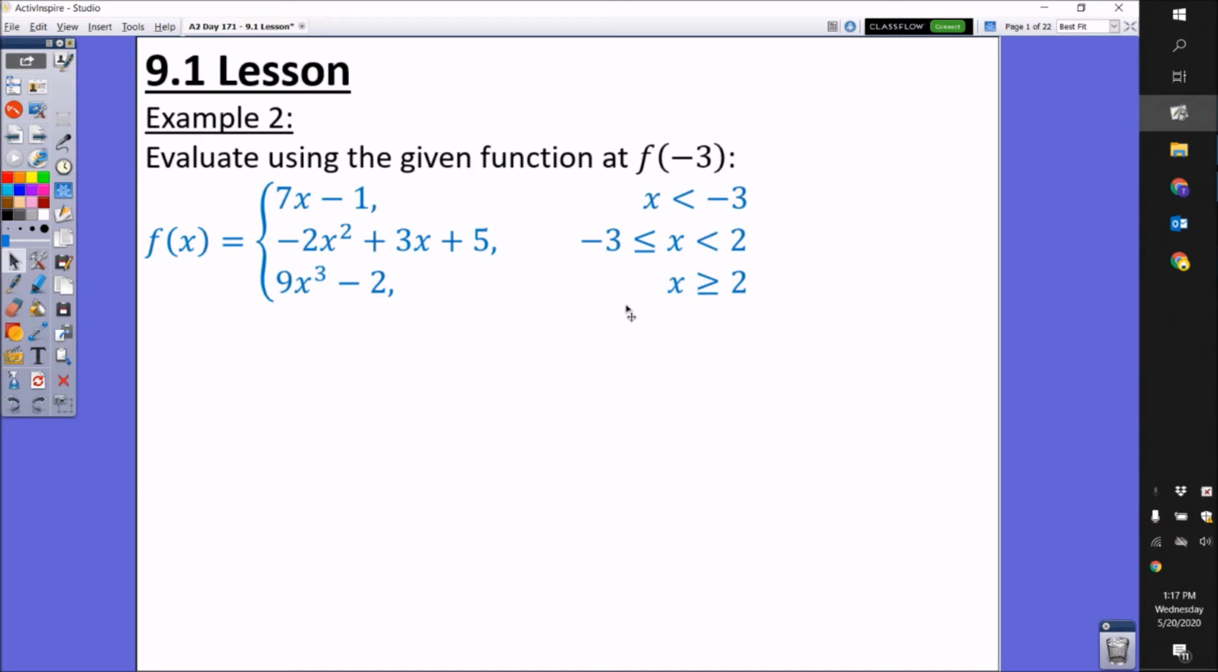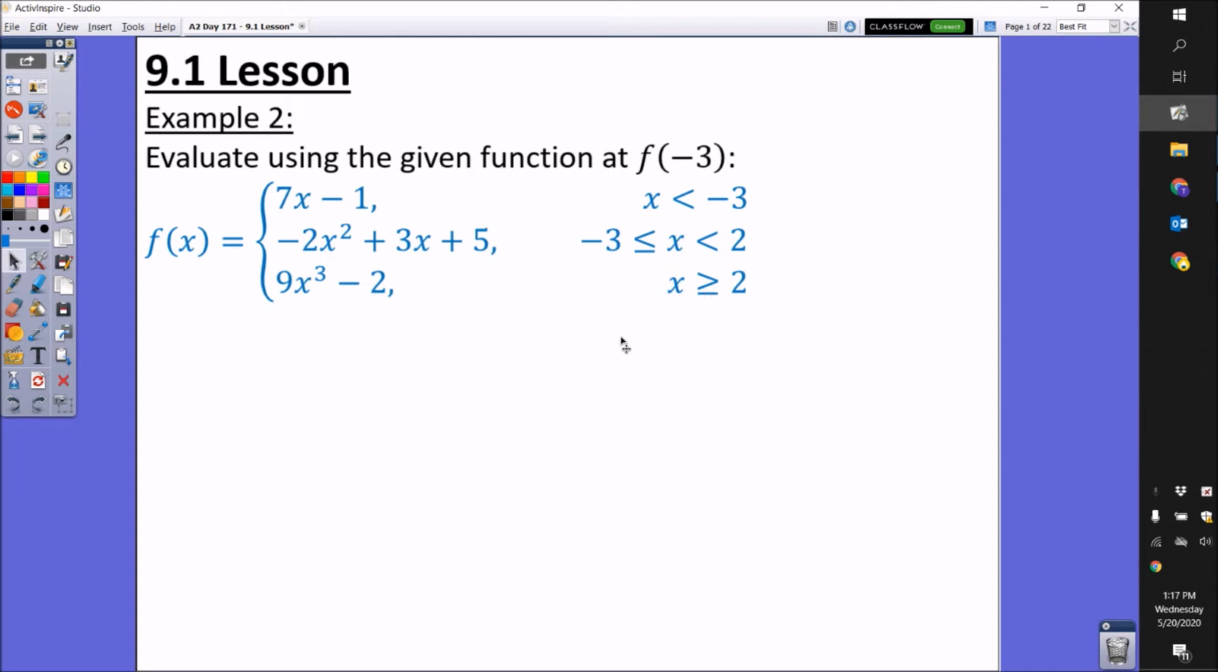Now for the third equation, if you analyze x greater than or equal to 2, the numbers that you can use start with 2, because you have this line right here symbolizing equal to. So you can use 2, 3, 4, 5, 6, and so on for x.